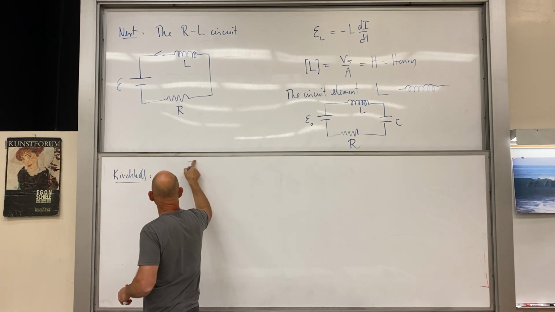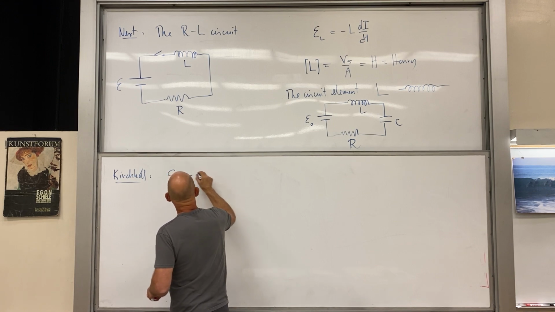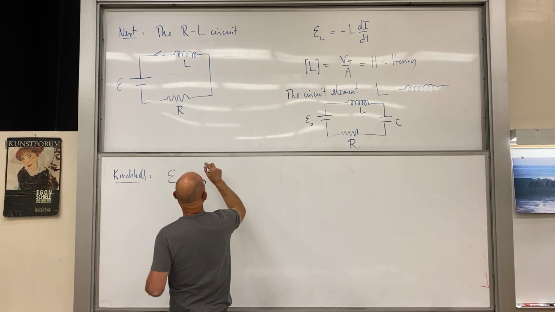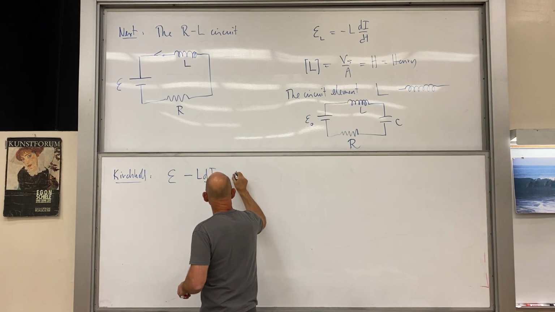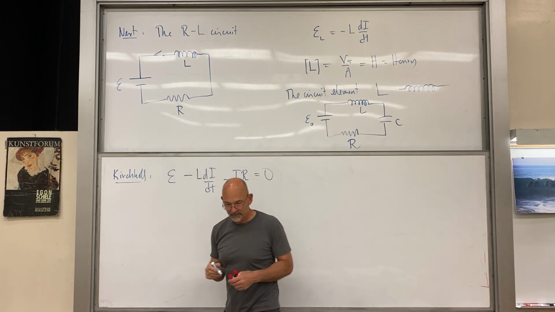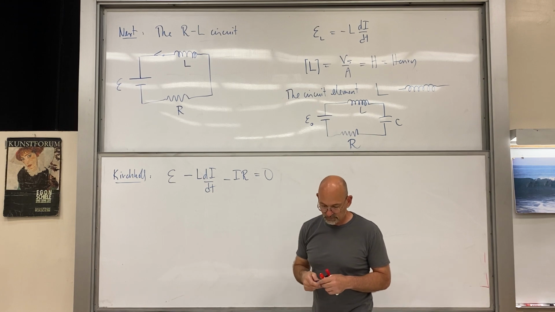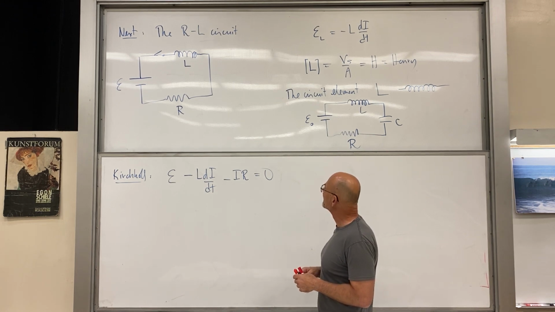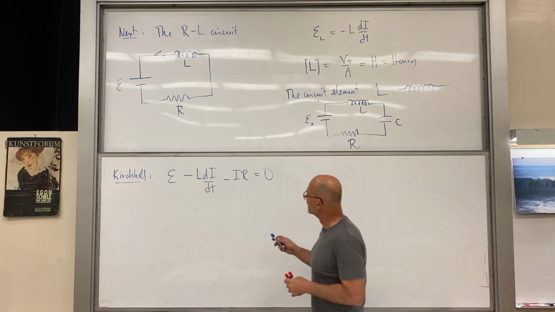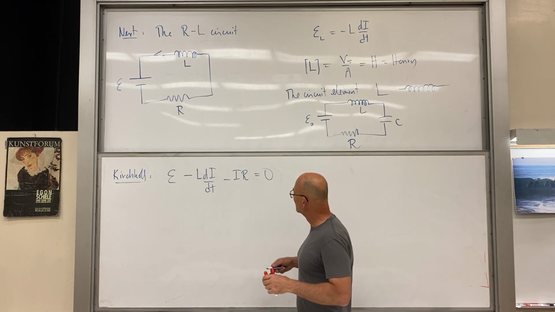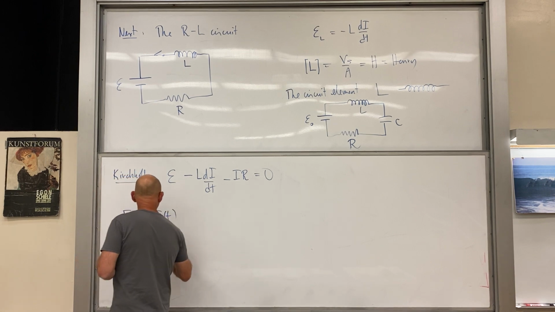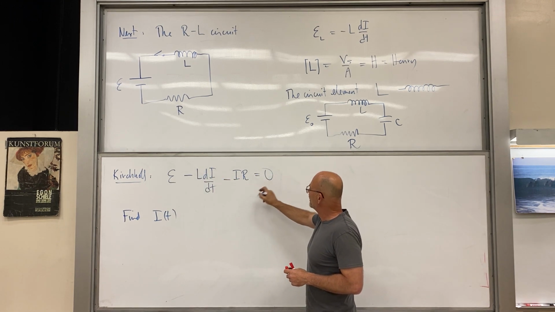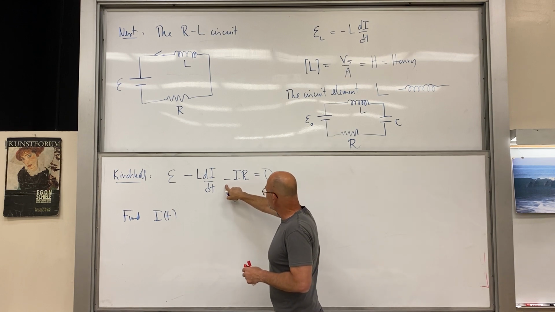We'll start at the bottom left corner. We have E, then we're going to have minus L di dt, minus IR is equal to 0. And this we have to integrate. Good. I'm going to set this up. We're not going to finish the integration today. So what we want to do is find I of t.